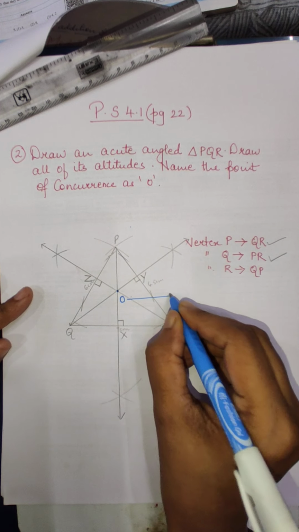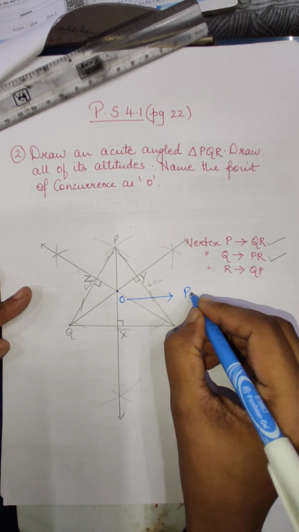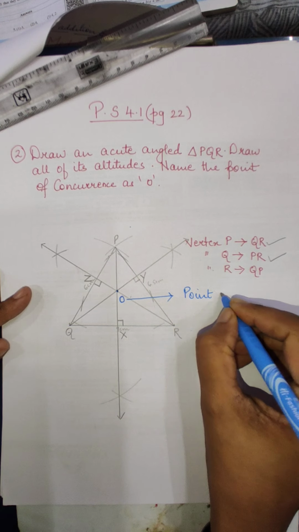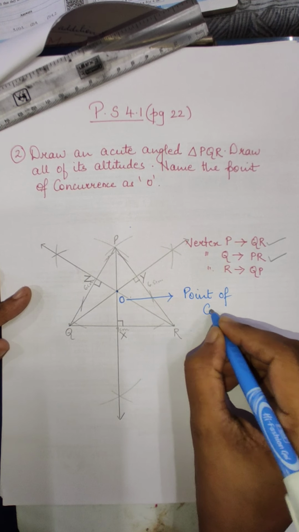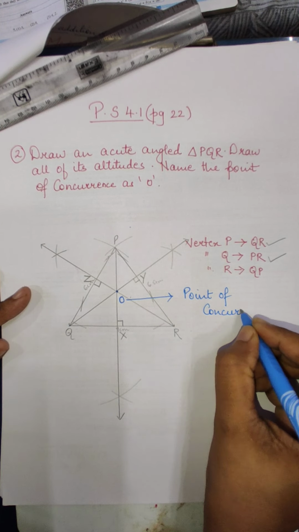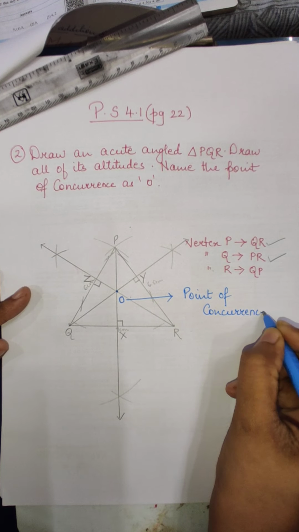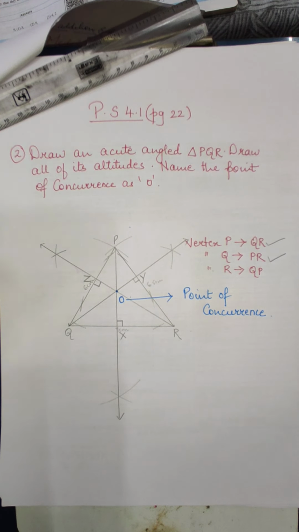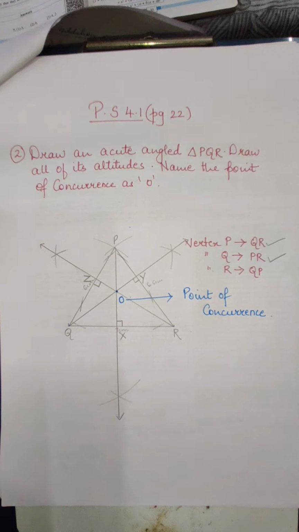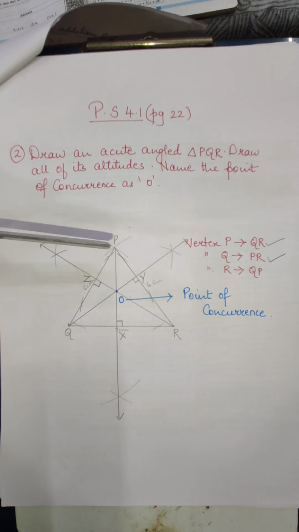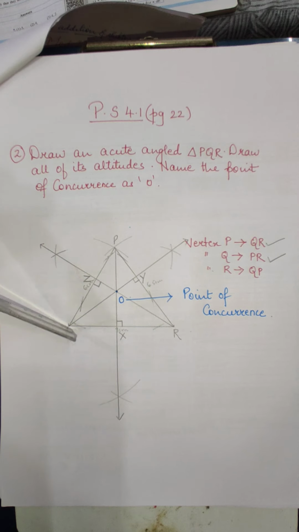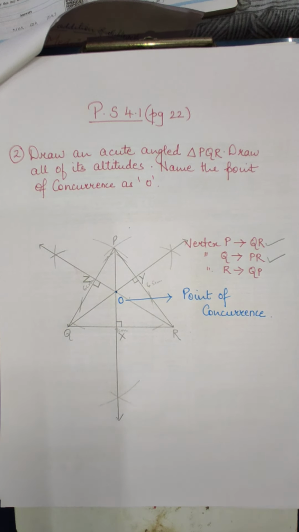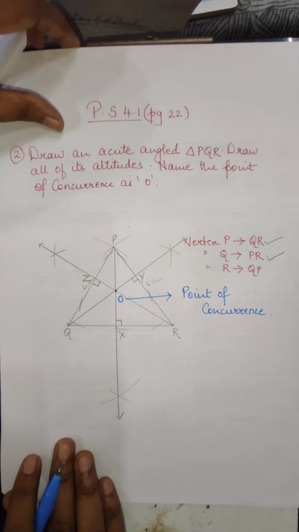So we can write this as point of concurrence. So this is our required acute angle triangle, where sides PX, QY and PZ are the altitudes. So your final statement, we are going to write it down.